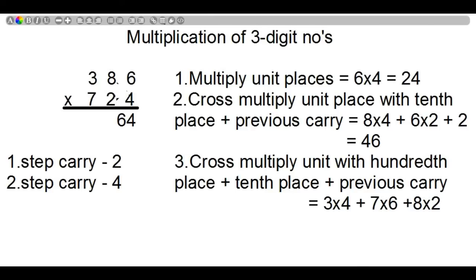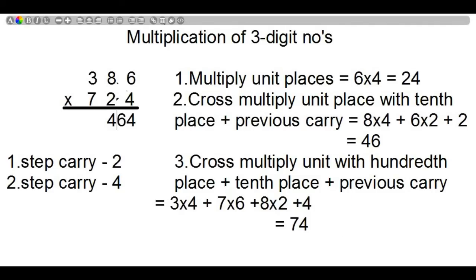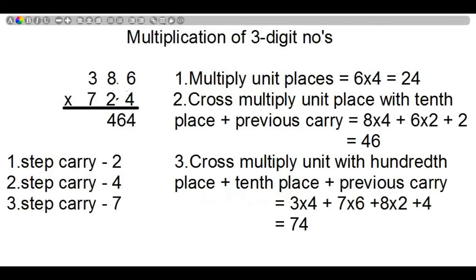We multiply hundreds place with unit spaces of opposite numbers. 3 into 4, 12. 6 into 7, 42. 42 plus 12 is 54. And multiplication of tens places, that is 8 into 2, 16. 54 plus 16 is 70. 70, and we know that 4 is the carry forward. So 70 plus 4, 74. So we take 4 in the answer and now 7 gets carried forward. So that is how we finish the third step of multiplication.